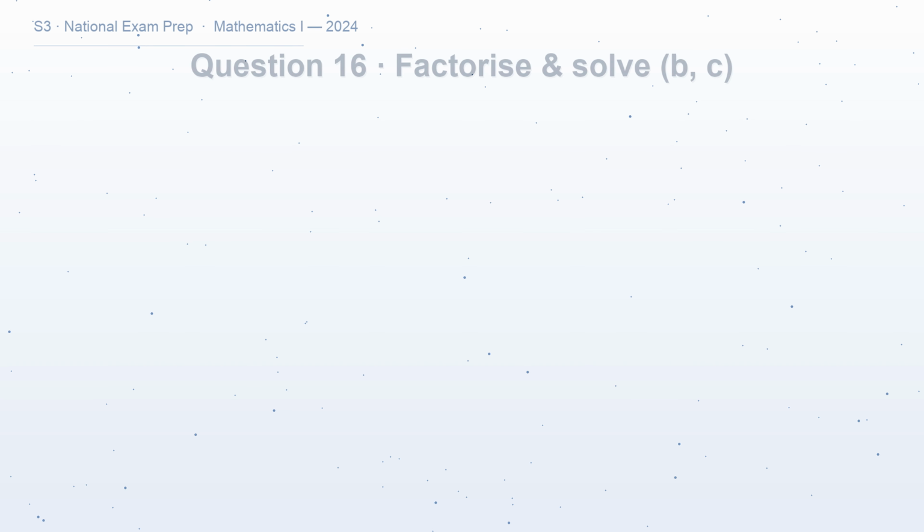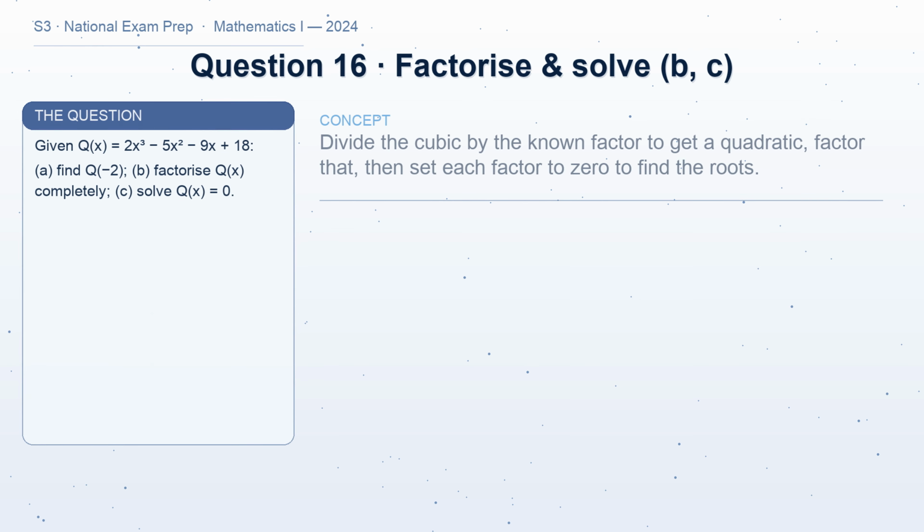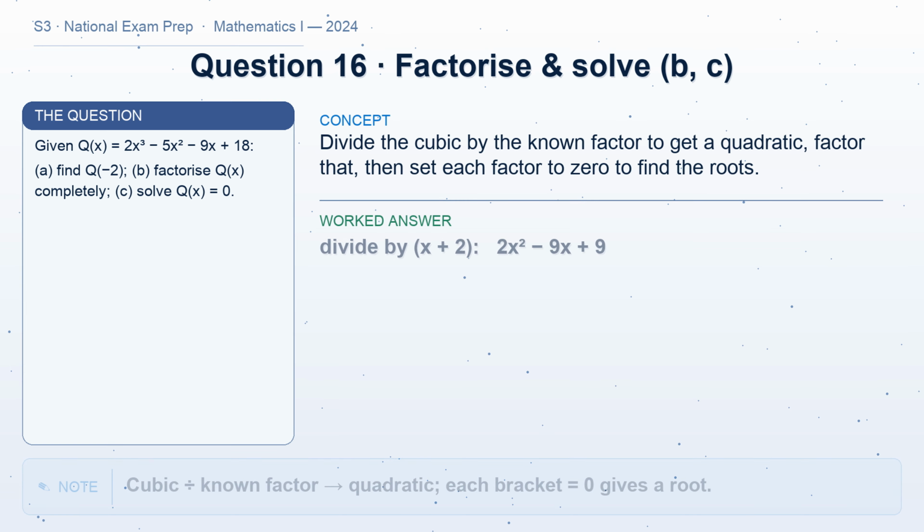Question 16, parts B and C. Now factorize completely and solve. Dividing the cubic by its factor gives the quadratic that holds the other 2 roots. Dividing q of x by x plus 2 gives 2x squared minus 9x plus 9.